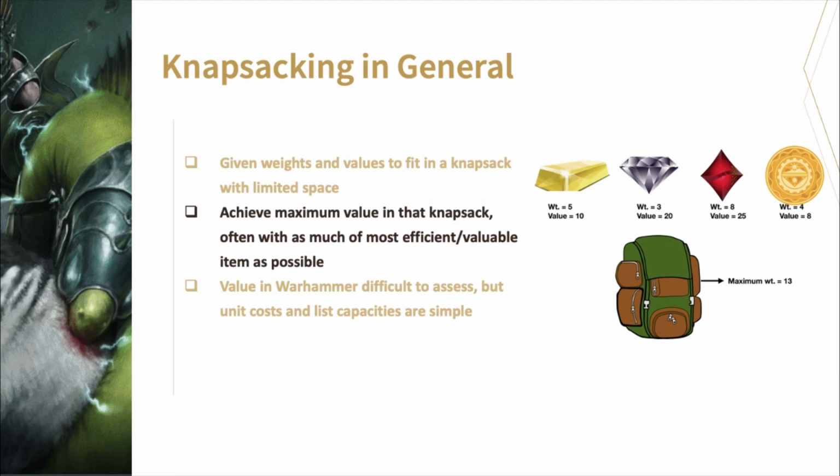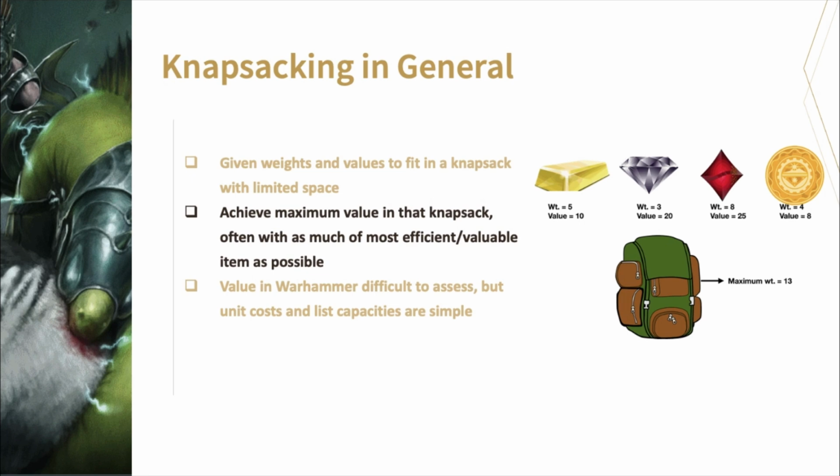My last point here is that value in Warhammer is often difficult to assess, but unit costs and list capacities are simple. So for example, the value you place on a unit is not necessarily some standard value as gold or diamonds, but is going to be based off of a complicated mixture of what kind of synergies you're getting out of those units and what you particularly like, your utility in using that.